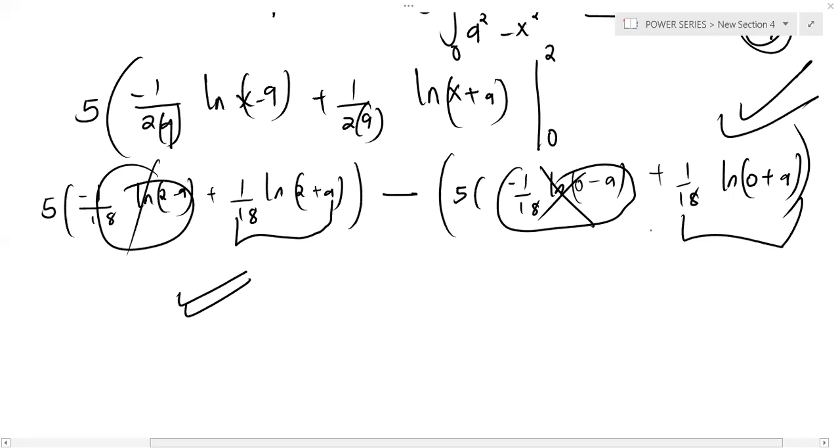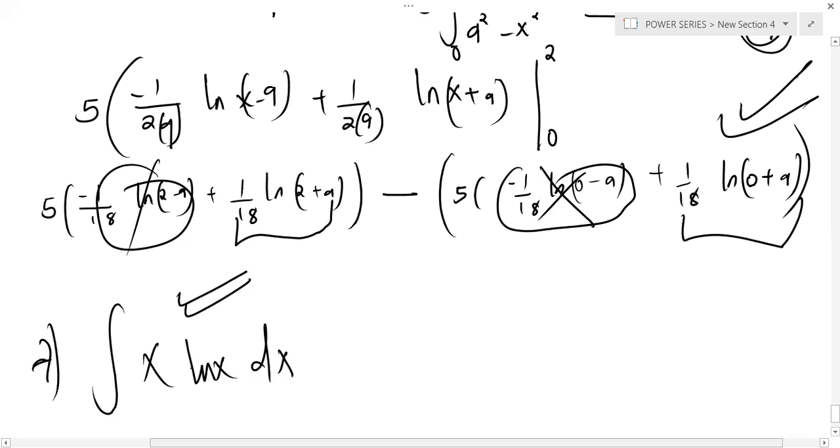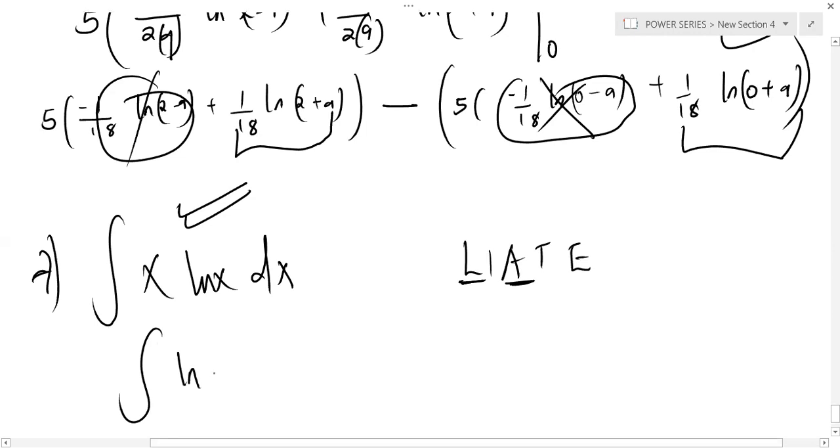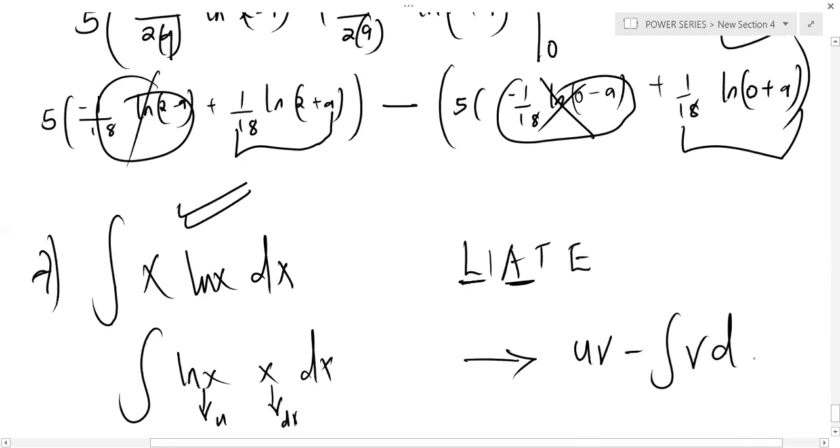So the next question is question number 7. Integral of x ln x dx. So, guys, we have an algebraic function and we have a logarithmic function. Recall LIATE. Logarithmic, algebraic. So, meaning logarithmic should come before algebraic. So, you'll write this in the form ln x times x dx. Then let this one be your u and let this one be your dv.